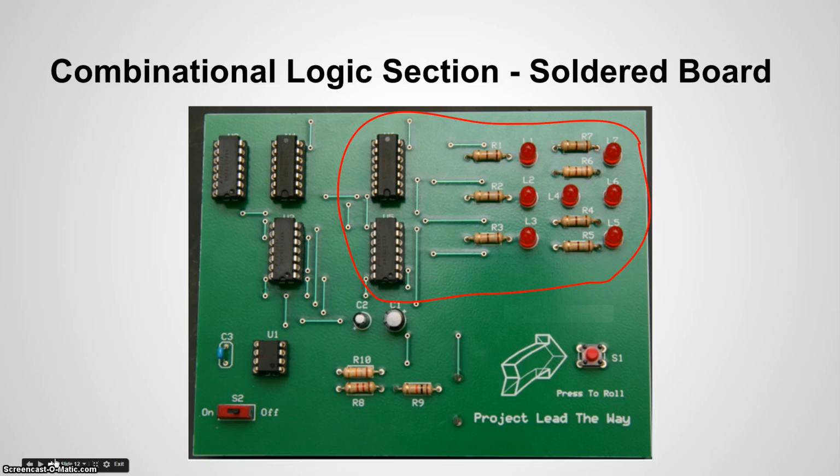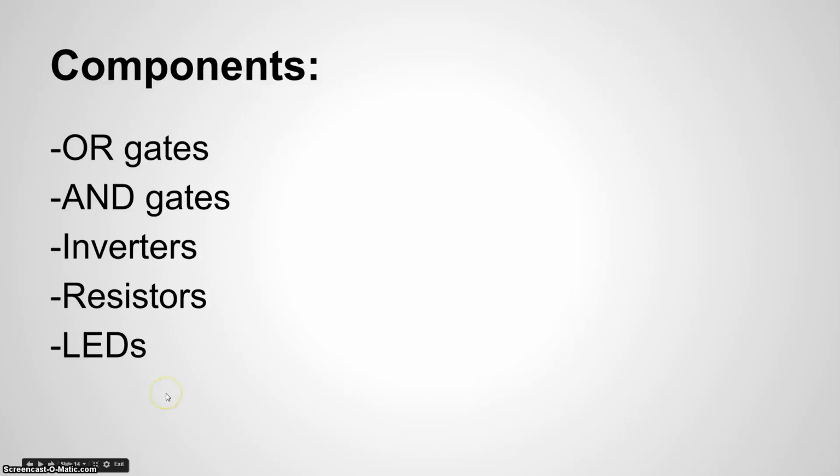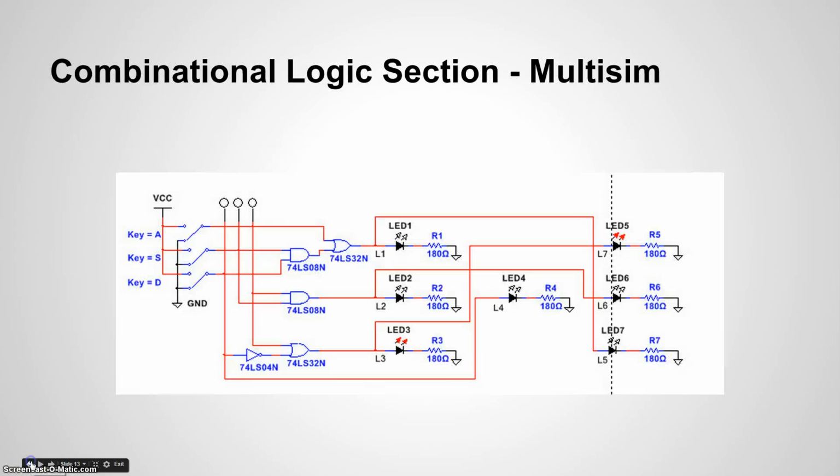So then that leads you to your final section of the circuit, which is the combinational logic section. This is a picture of it on the soldered circuit board. What I'm circling right now is the combinational logic section, and this is a picture from Multisim. It consists of OR gates, AND gates, inverters, resistors, and LEDs.